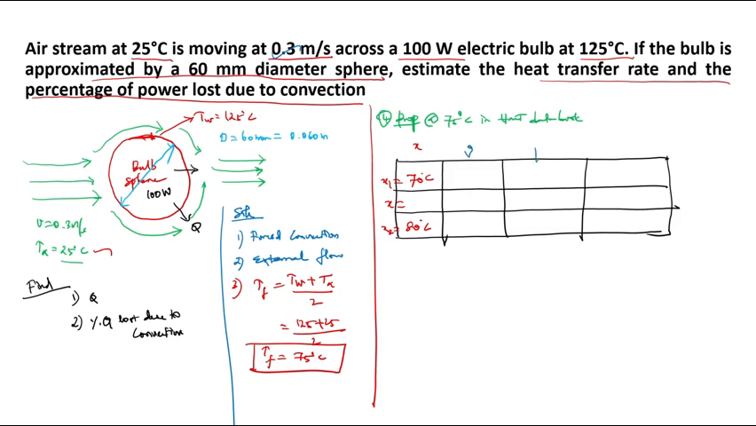Then the next one is the Prandtl number, then the thermal conductivity. Say, for kinematic viscosity at 70 degrees Celsius, it is 20.59 into 10 to the power of minus 6. For 80 degrees Celsius, it is 21.08 into 10 to the power of minus 6.